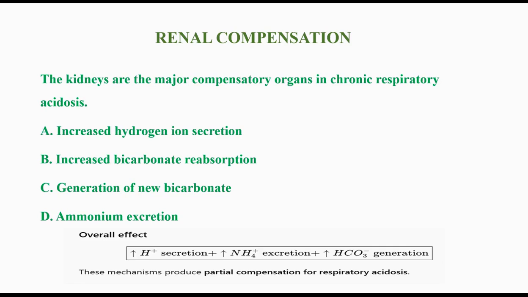By increasing ammonium excretion, the kidneys can remove larger amounts of hydrogen ions from the body. At the same time, this process contributes to the addition of new bicarbonate to the blood. Therefore, ammonium excretion is a highly effective mechanism for the long-term renal compensation of respiratory acidosis.